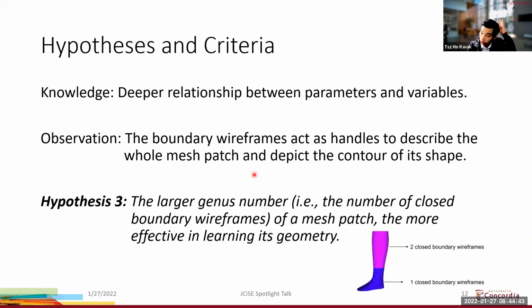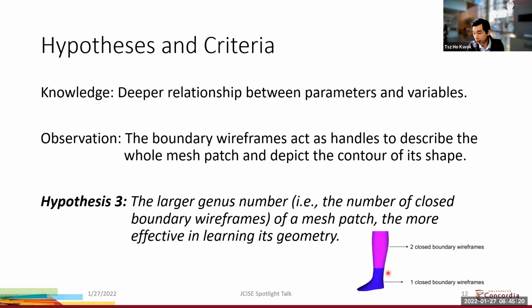Normally we use the genus number to describe the topology. What it means is that, in another way, we count the number of closed boundary wire curves. For example, on this mesh patch, you only have one wireframe or closed curve here. Then we call this one closed boundary wireframe, or genus number 1. And for this one, we have 2 closed boundary wireframes, so we call it genus number 2. Then our hypothesis is the larger the genus number of a mesh patch, the more effective the learning.